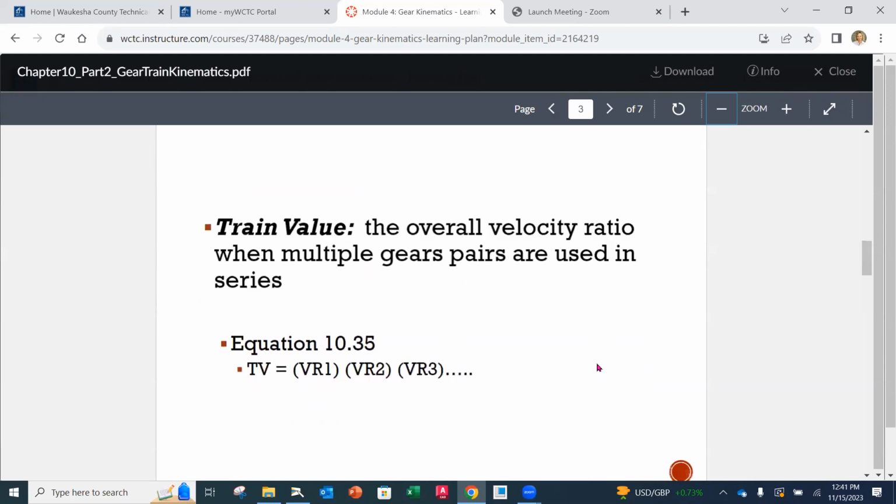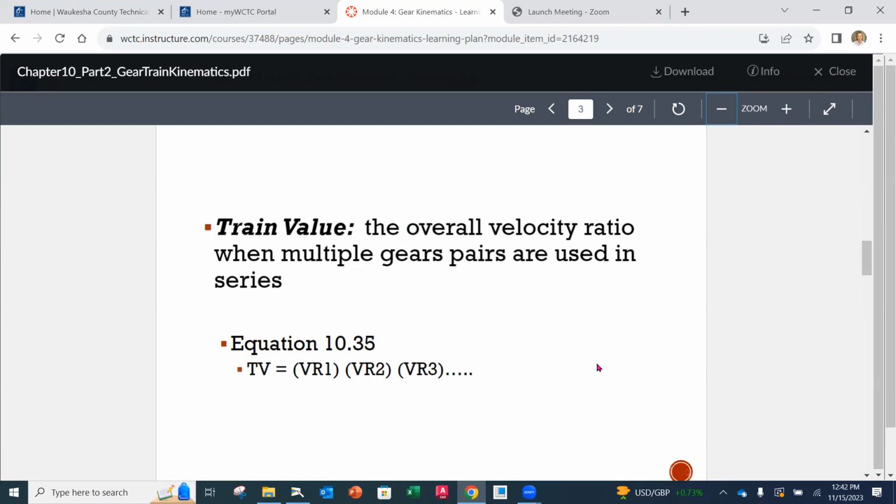So a train value is going to be the overall velocity ratio when multiple gear pairs are used in a series. So the equation for a train is simply going to be the velocity ratio of the first set times the velocity ratio of the second set times the velocity ratio of the third, fourth, however many are in our train. So we can add this to our equation sheet.